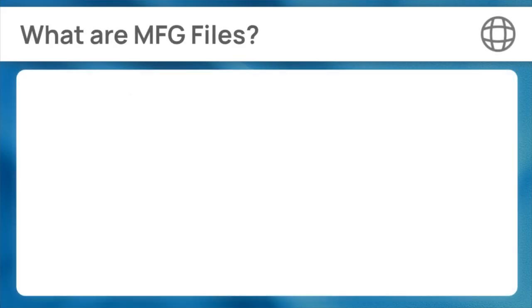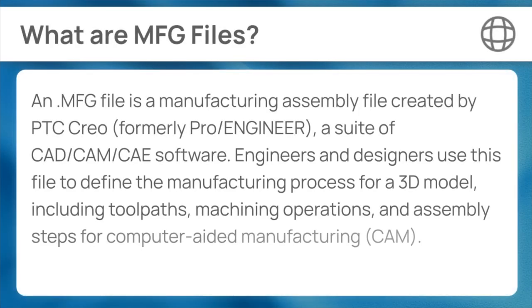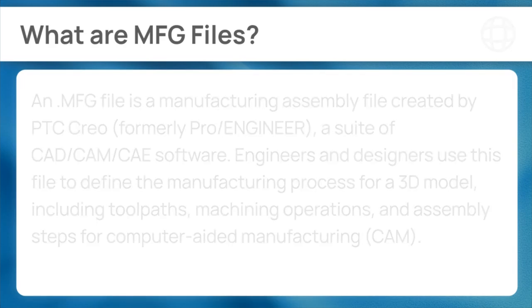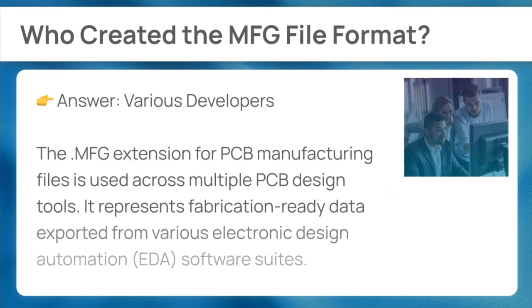An MFG file is a manufacturing assembly file created by PTC Creo, formerly ProE Engineer, a suite of CAD, CAM, CAE software. Engineers and designers use this file to define the manufacturing process for a 3D model, including toolpaths, machining operations, and assembly steps for computer-aided manufacturing, CAM.